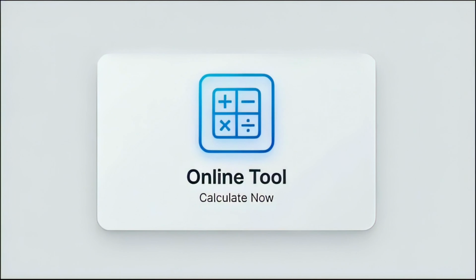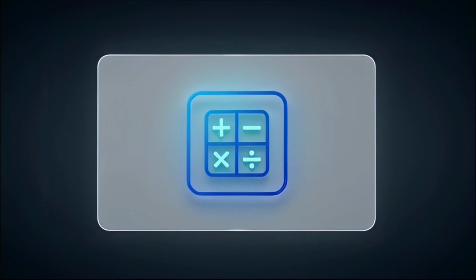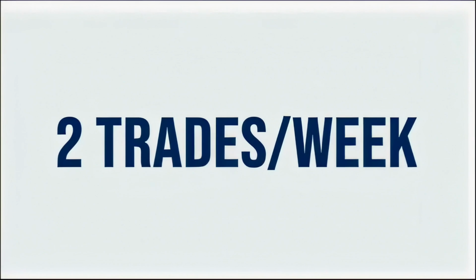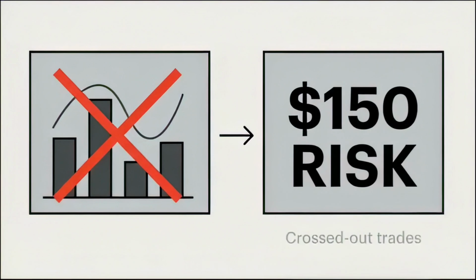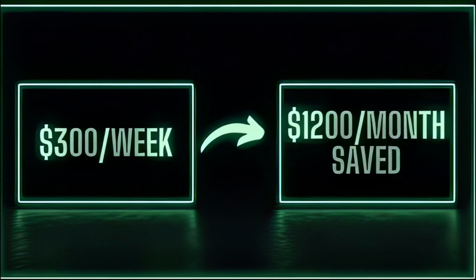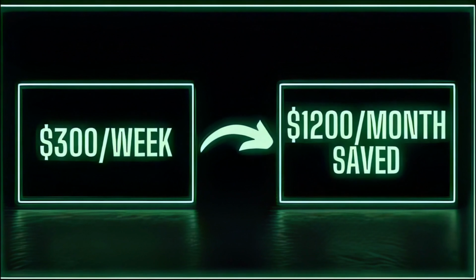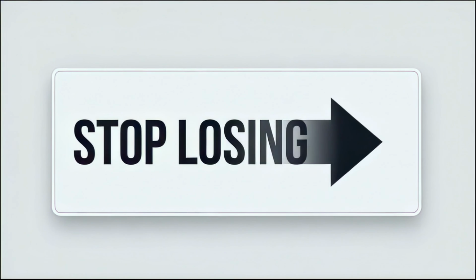What could that realistically do for you? Let's use arithmetic instead of a promise. Say you stop taking 2 counter-trend trades a week, the ones where you shorted into strength because the reading said overbought, and you were risking $150 on each. That is $300 a week you stop handing over, roughly $1,200 a month, before a single new trade makes you anything. The first money this makes you is money you stop losing.